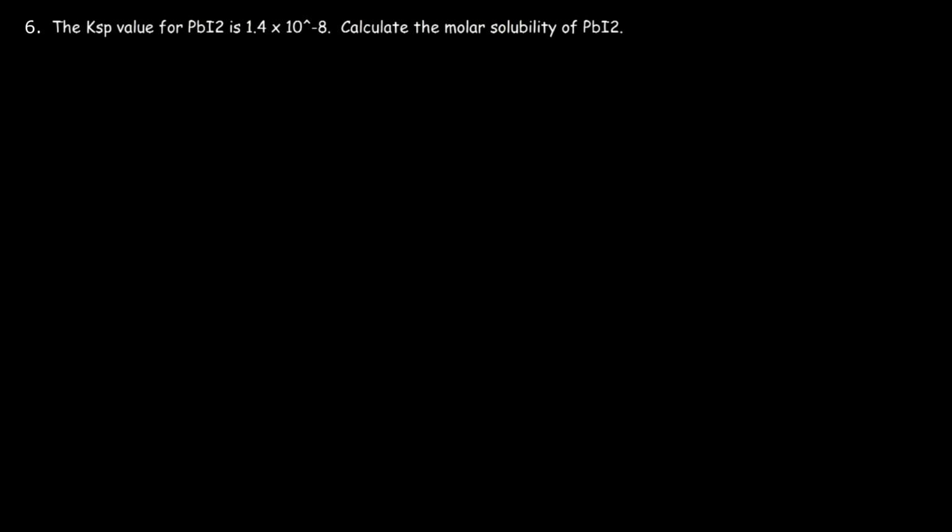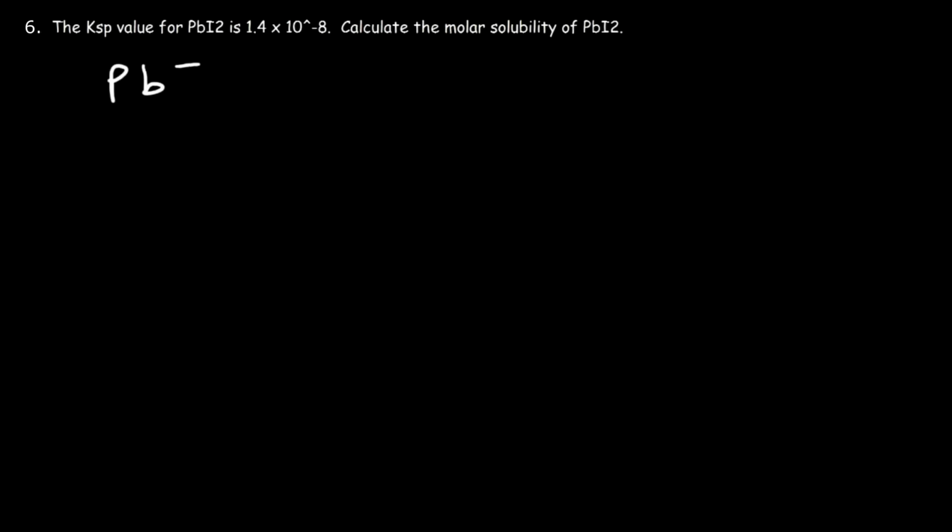For the sake of practice, let's try another one. You can work on this example if you want to. So calculate the molar solubility of lead iodide, or lead(II) iodide. So all we need to do is calculate the value of X. That's going to be the concentration or the solubility of lead iodide that's actually dissolved in a solution.